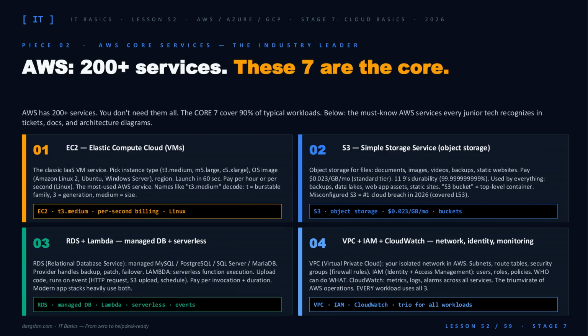With that geography in mind, let's look at what actually runs inside those regions. Starting with AWS, the market leader. The catalog has over 200 services, but honestly, 7 of them cover 90% of what you'll ever see in a ticket. EC2 gives you virtual machines, billed by the second. S3 stores files in buckets at about 2 cents per gigabyte. RDS handles your managed databases, while Lambda runs little snippets of code on demand. And the trio of VPC, IAM, and CloudWatch wraps everything in a private network, controls who can do what, and watches the metrics. Learn these names, and AWS architecture diagrams stop looking like alphabet soup.